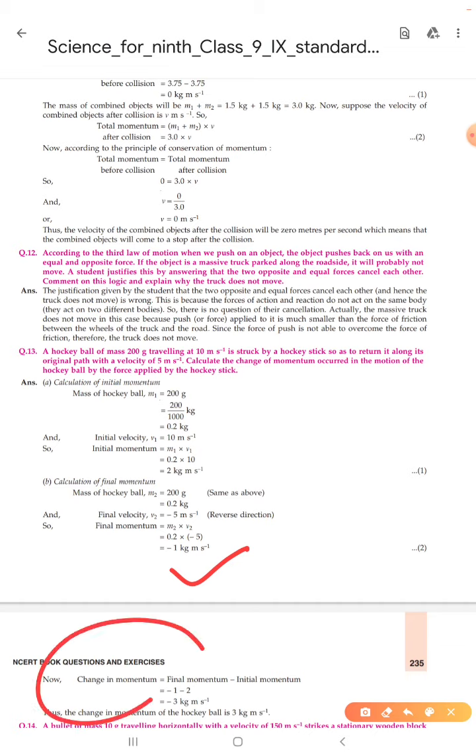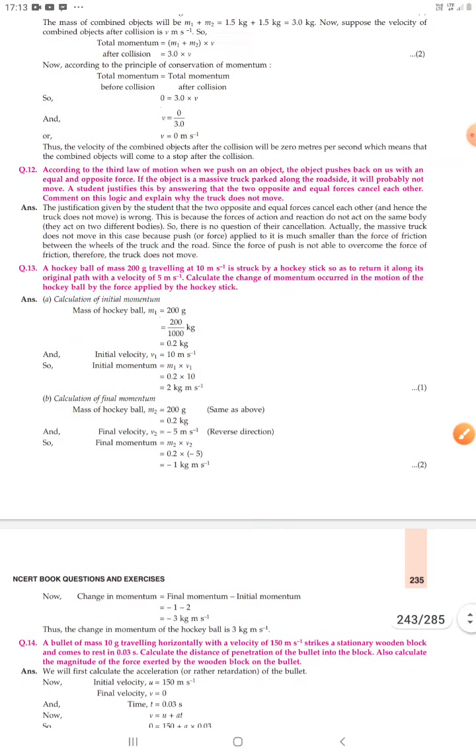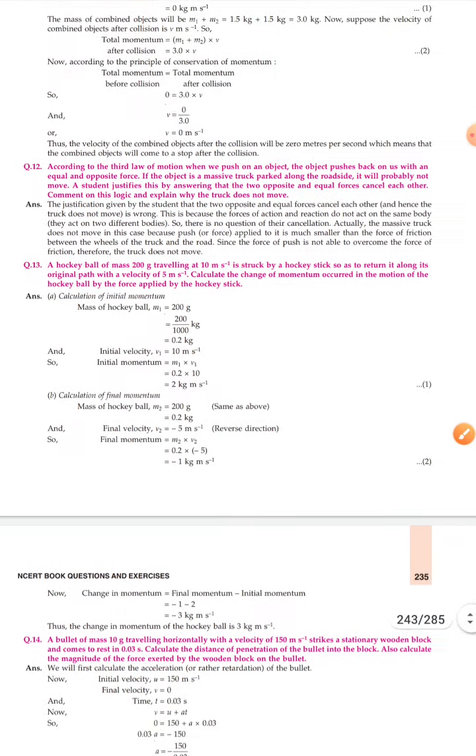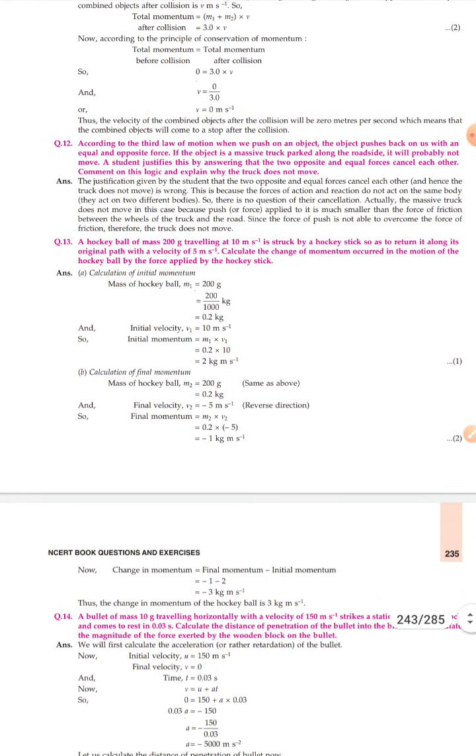So we have to find the change in momentum. How can we find the change in momentum? Final momentum minus initial momentum. So we will apply this formula, final momentum minus initial momentum, then we get minus 3 kg meter per second. This should be our answer.